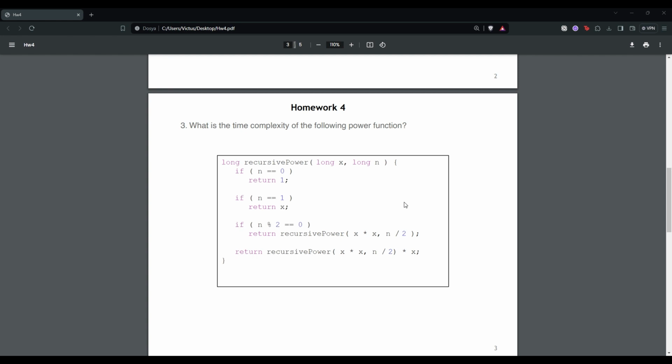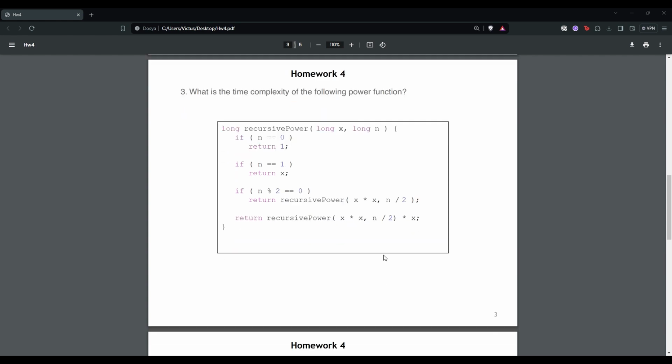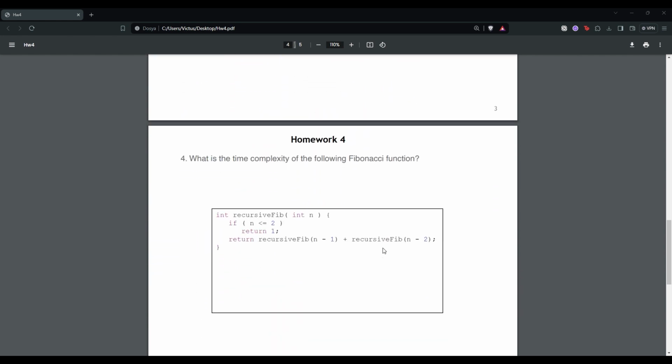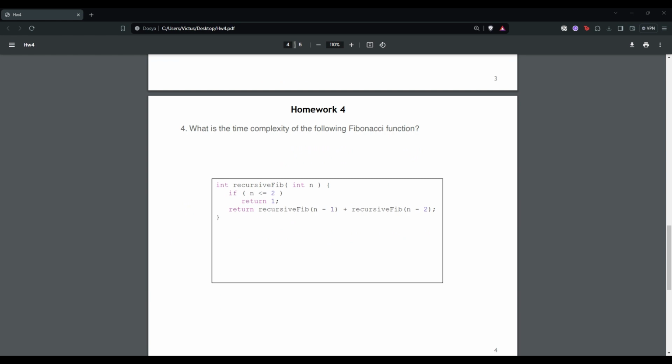At each level of recursion, there are constant time operations: multiplications, divisions, and modulo operations. These operations have a time complexity of O(1). Therefore, the overall time complexity of the recursive power function is O(log n). Let's continue to the fourth question today.